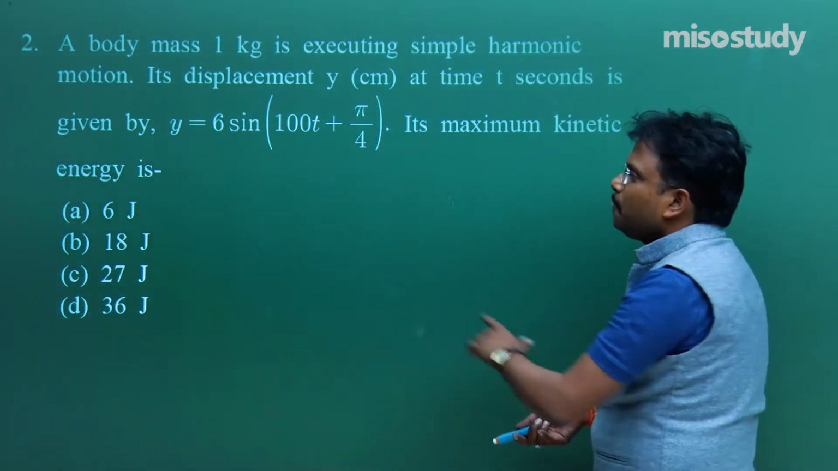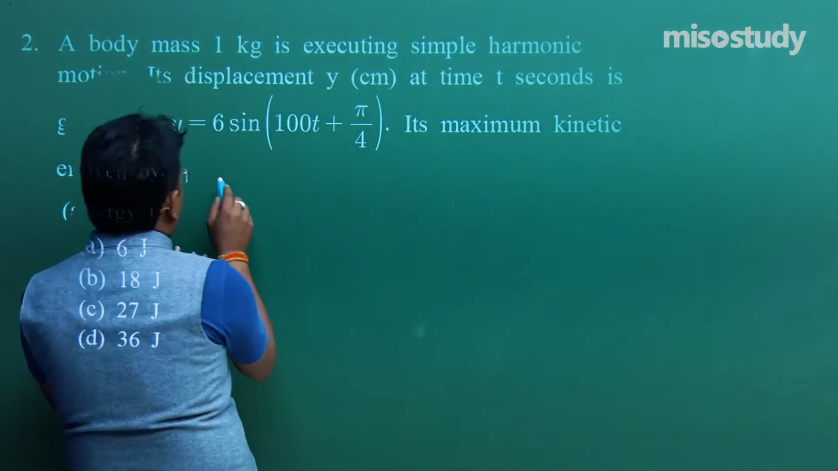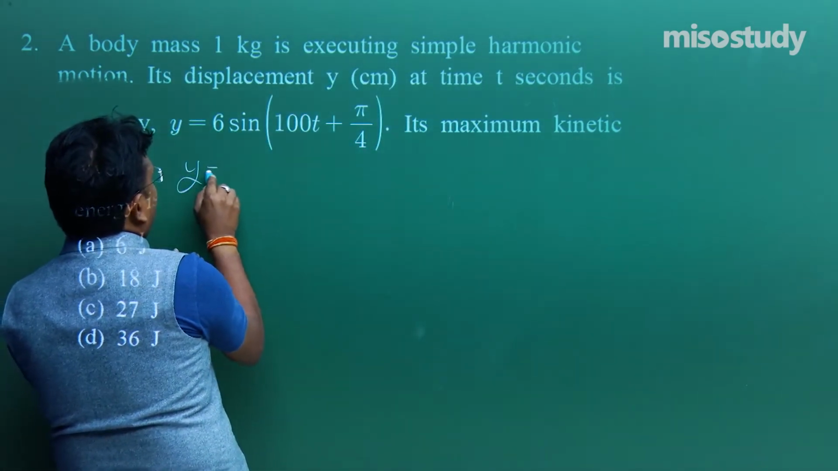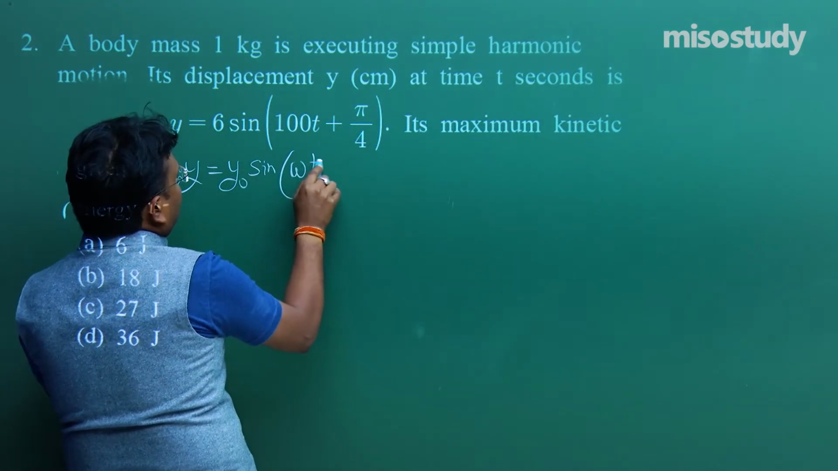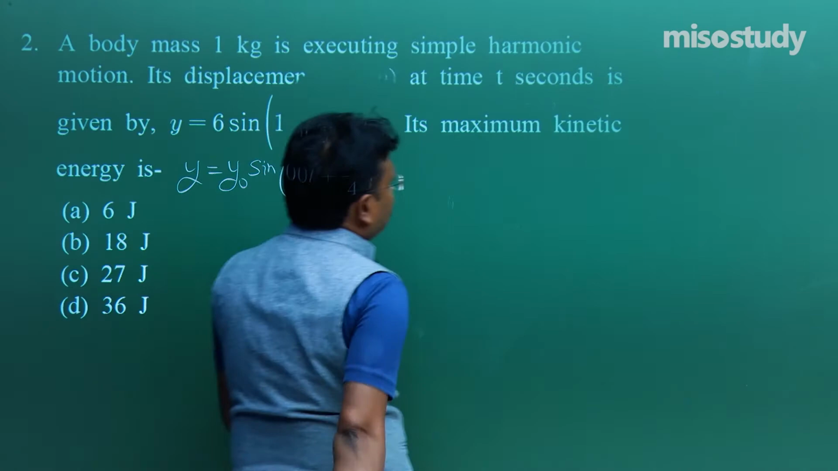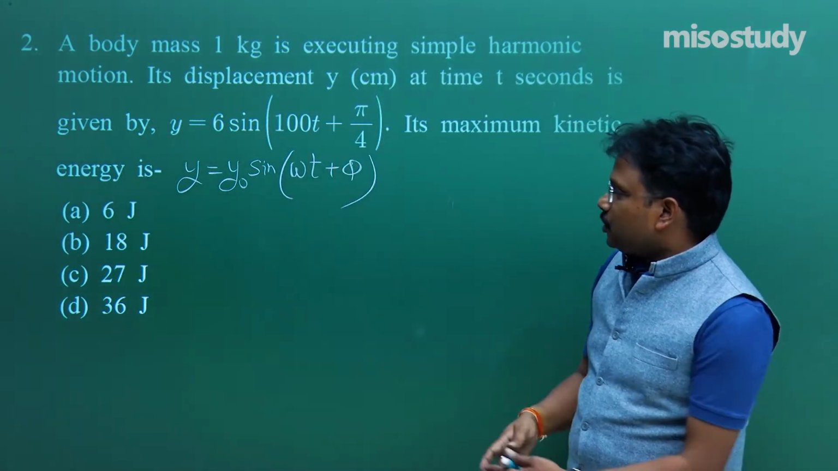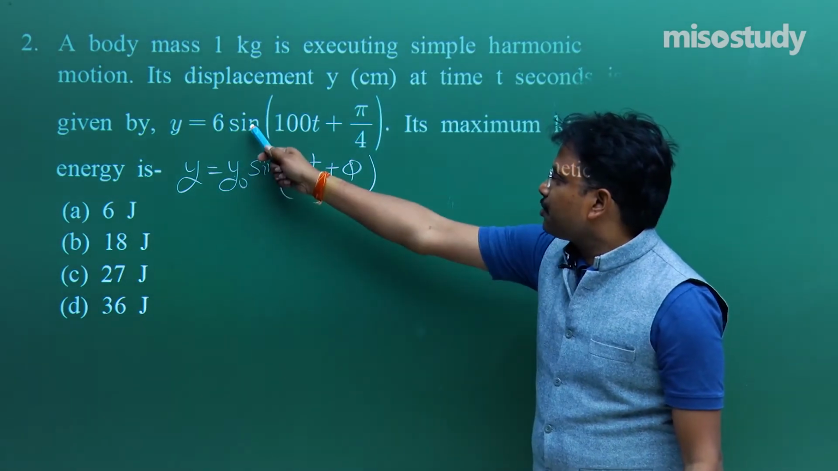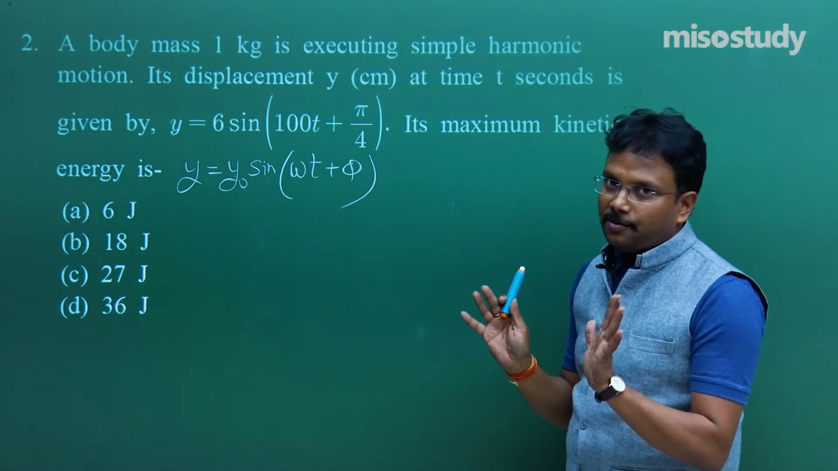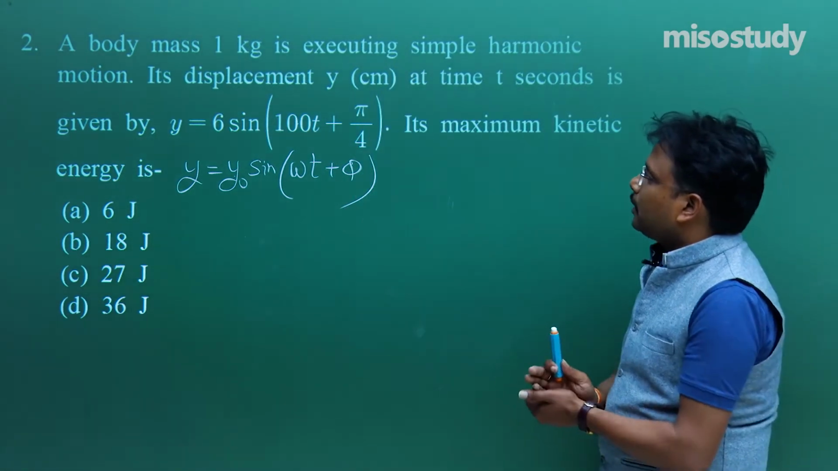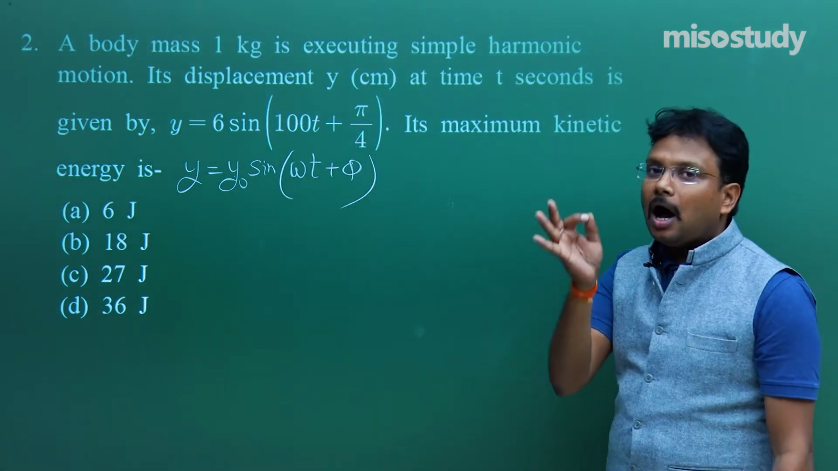Y is equal to y naught. I think I should mention this standard equation over here, then it's going to be easier for you to understand. Y naught sine omega t plus phi. Now, I am going out of the frame. Now, please match it. Amplitude, sine, omega, pi by 4, that is the phase difference. Fine. So, now I hope it's quite clear to all of you. Its maximum kinetic energy is how much?